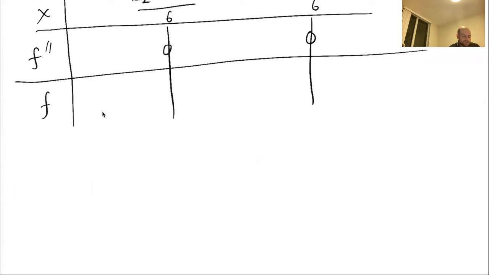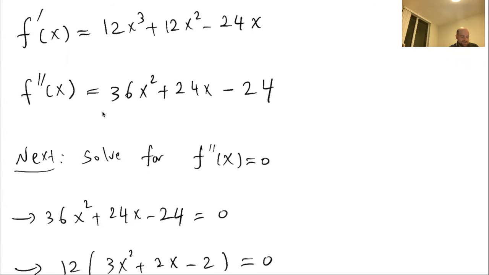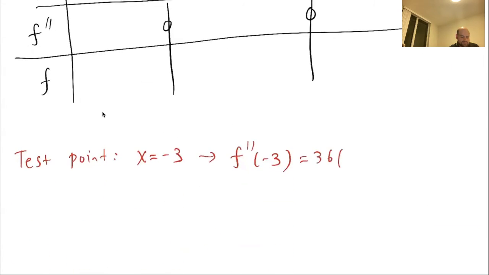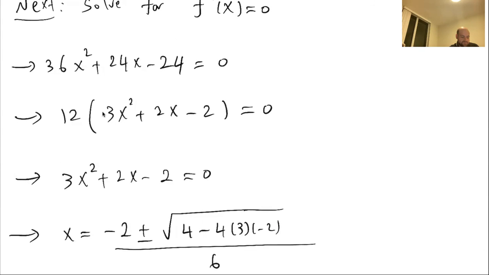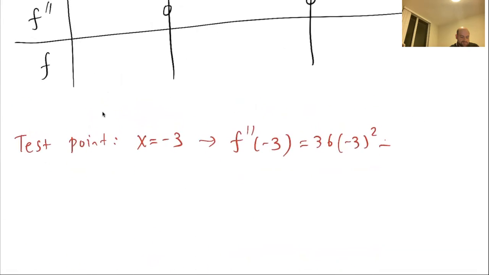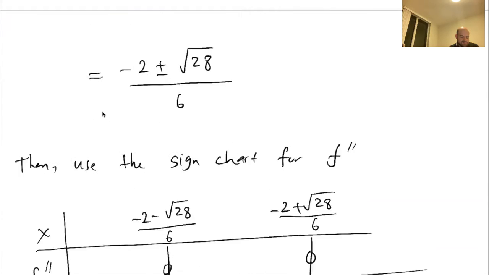So test point, let's say x equals minus 3. Then let's find f double prime of minus 3 and see whether it's positive or negative. f double prime is 36 times minus 3 squared, plus 24 times minus 3, minus 24.